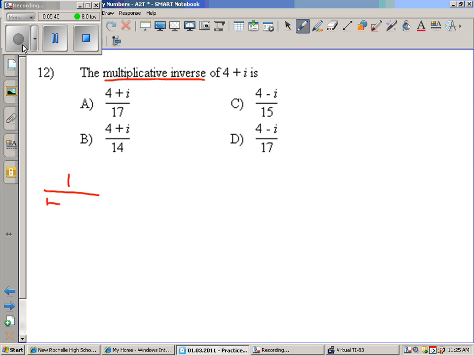You guys are rock stars. You know that? But now there is a problem. Hill, do you see the problem? What's the problem? Can't have i in the denominator. Hill, how do we take care of that?